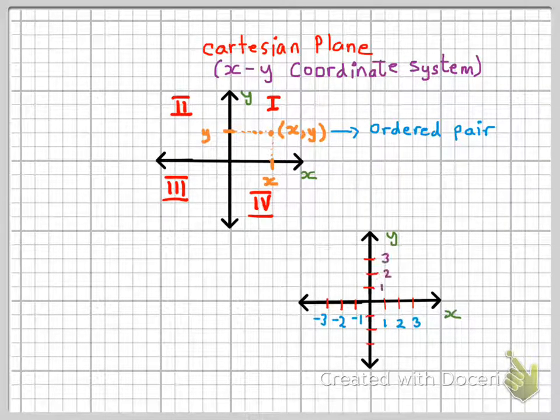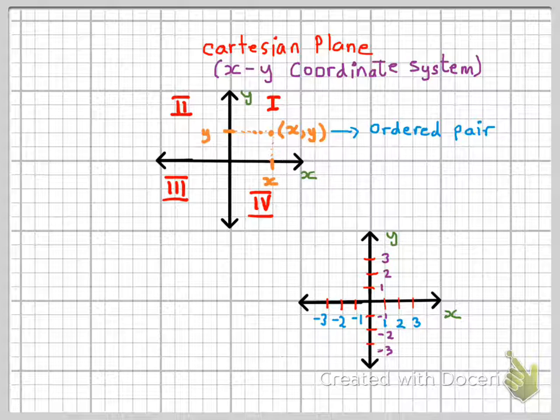Now, for example, here is a Cartesian plane, and I've labeled 1, 2, 3 on the x-axis, and on the y-axis as well. Where the two real number lines cross one another, that point is called the origin. That is the 0 point, okay? The coordinate, the ordered pair for that point, is (0, 0).